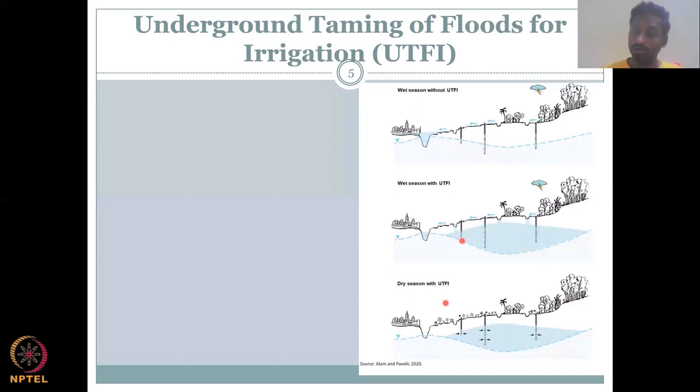So all UTFI does is it captures your monsoon rainfall, prevents the floods, and pushes the flood water in, before the flood even happens, because you're capturing the water before the flood happens and pushing it into the groundwater storage through recharge shafts. And this water is available in the dry season for agricultural activities.